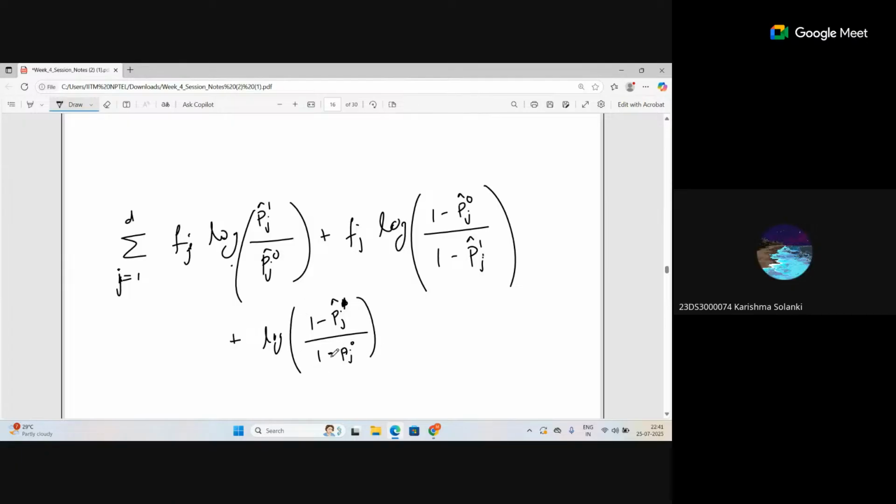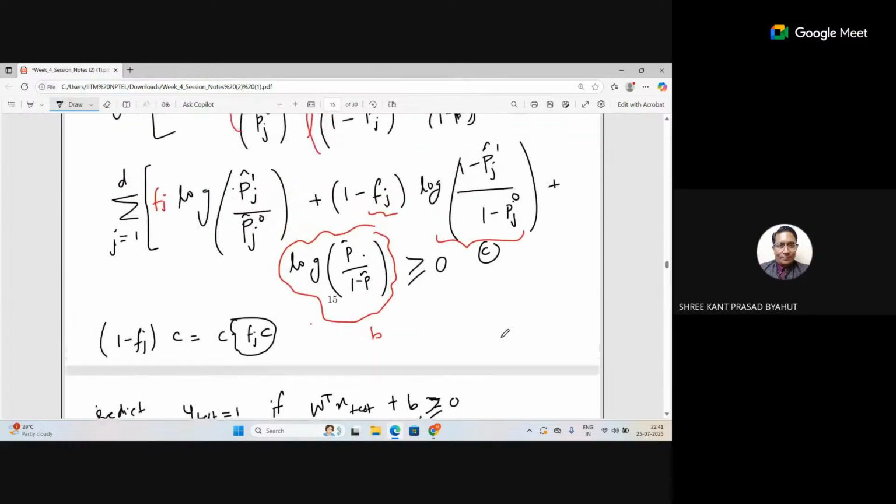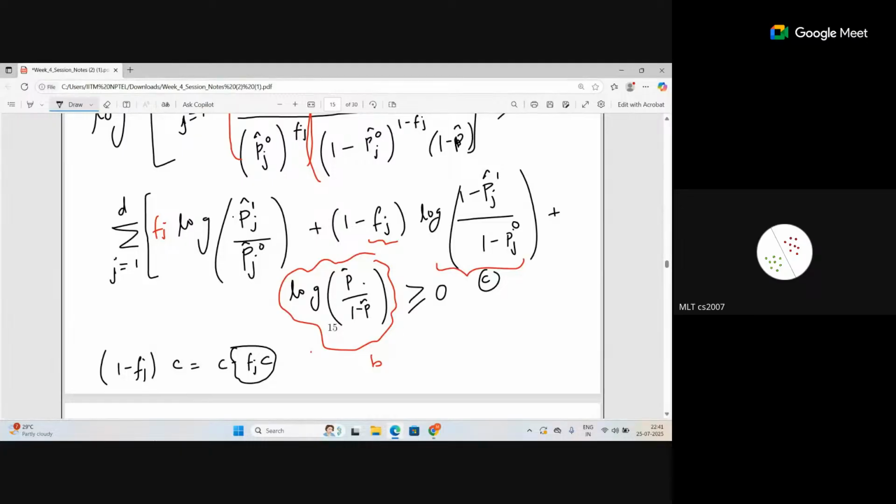Done. And plus the remaining part was what? How did we get this second term? It came as fj log of 1 minus p hat j 0. So this was 1 minus fj, multiplied with this total term. And if I multiply that, what will I get? C minus C fj, minus, let's say, fj into c.